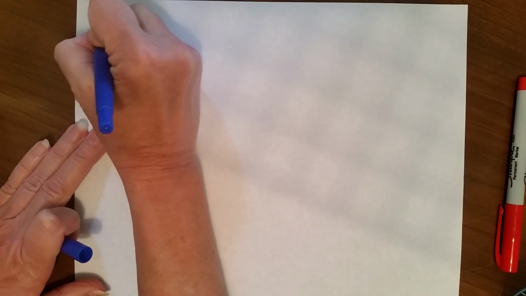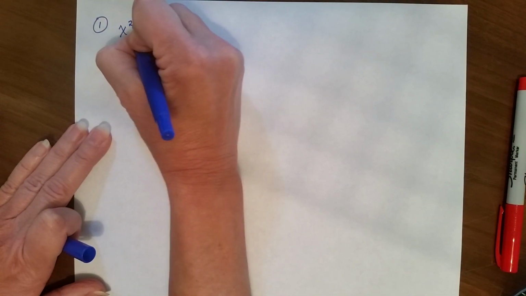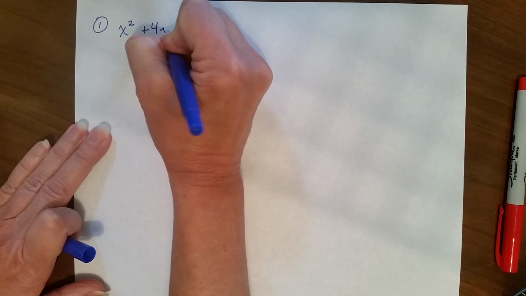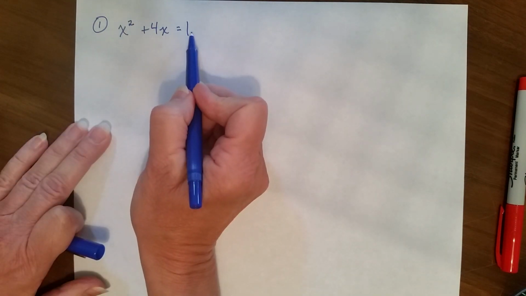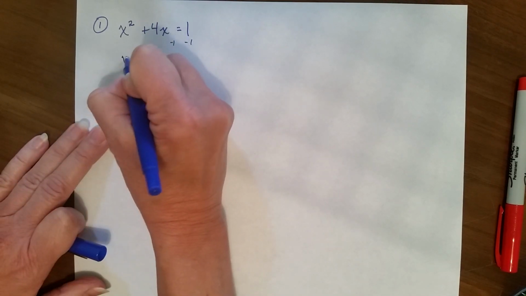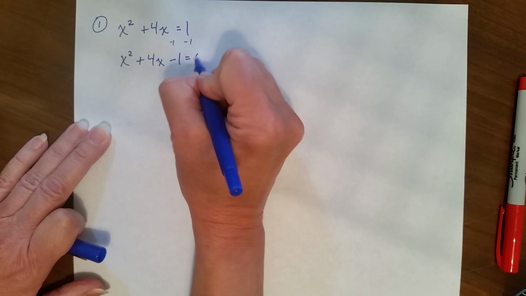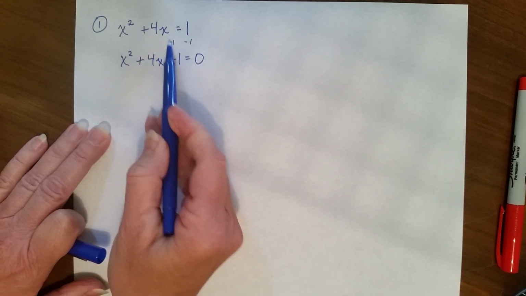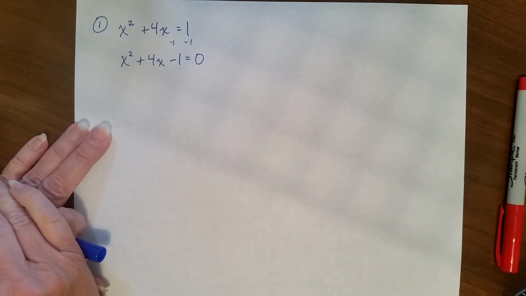Okay, let's go to our first problem. Number 1. X squared plus 4x equals 1. Okay, first of all, we have to get this in standard form, so I need to set it equal to 0. I'm going to subtract 1 from each side. X squared plus 4x minus 1 equals 0. Notice there's no constant term to combine it with over here, so I'll just write minus 1 equals 0.